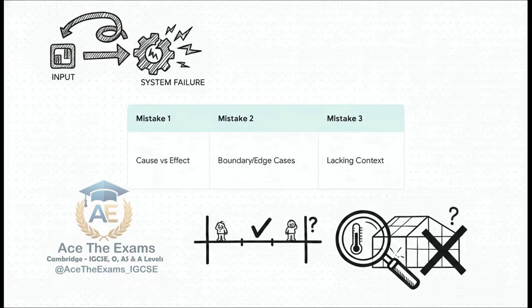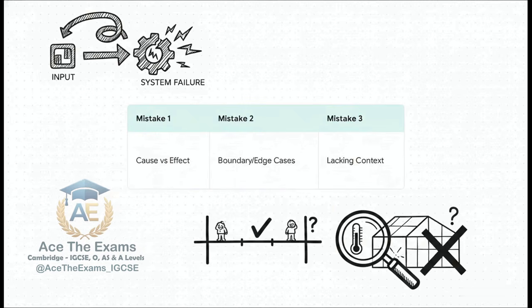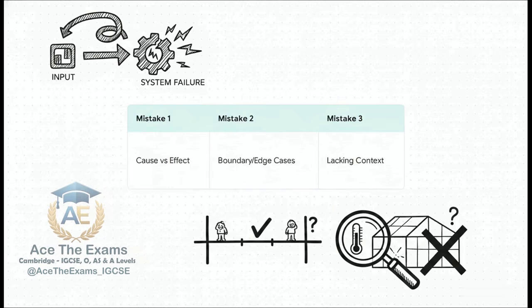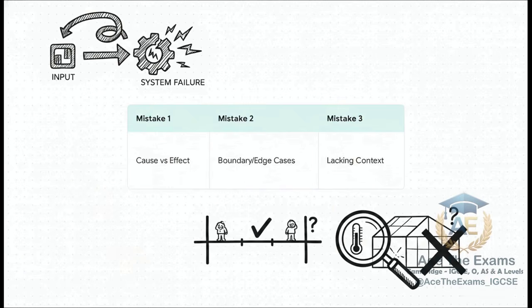If the exam asks you about validating a temperature sensor in a smart greenhouse, and you just give a generic textbook answer about validating random numbers, you get 0 marks for application. Your answer has to be anchored to the specific scenario they gave you.